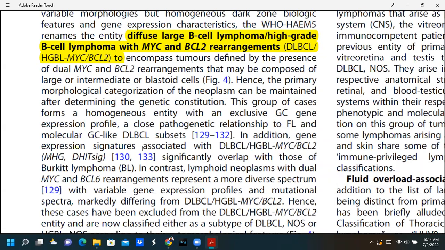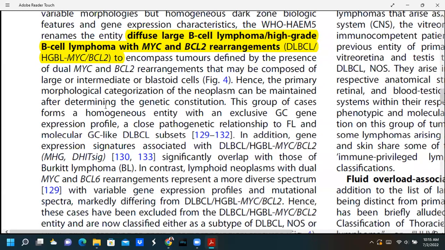Okay. In addition, basically, close pathogenetic relationship to follicular, it has BCL2 anyways, and molecular GC-like DLBCL subsets. In addition, gene expression signatures associated with DLBCL high-grade MYC BCL2 significantly overlap with those of Burkitt. In contrast, and obviously, it is more follicular plus Burkitt, MYC plus BCL2.